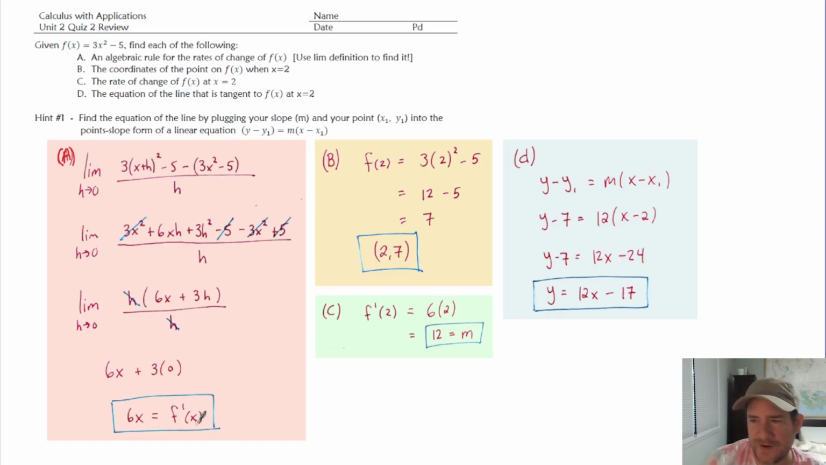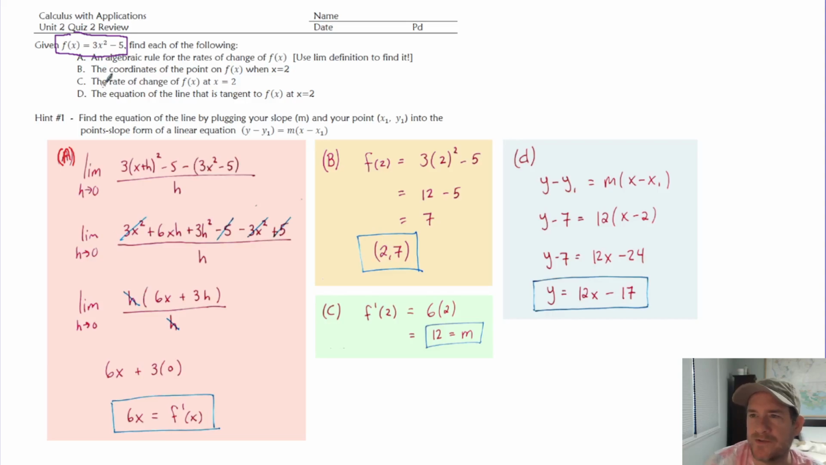Okay, so anyway, we found the derivative. Part B says find the coordinates for the point on f of x when x equals 2. That means we're finding the point of tangency. That means we're plugging into the original function f, the quadratic one. So that's what you see me doing here. And you give your answer as an ordered pair. Don't tell me the answer is 7 when I ask you for coordinates. The coordinates are 2 comma 7.